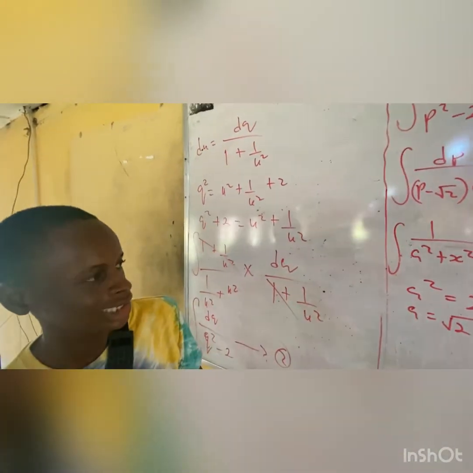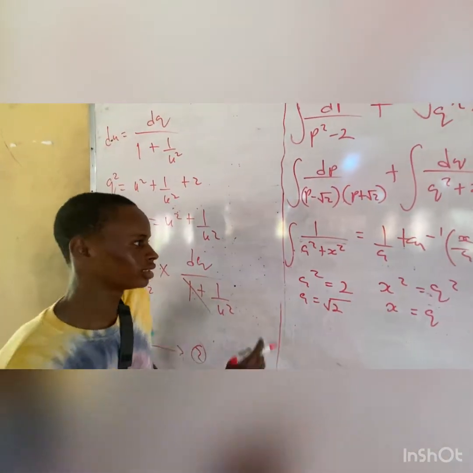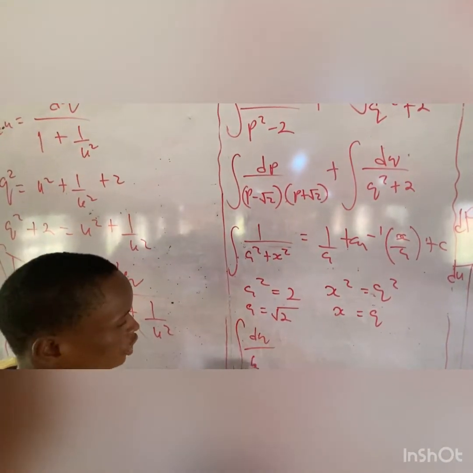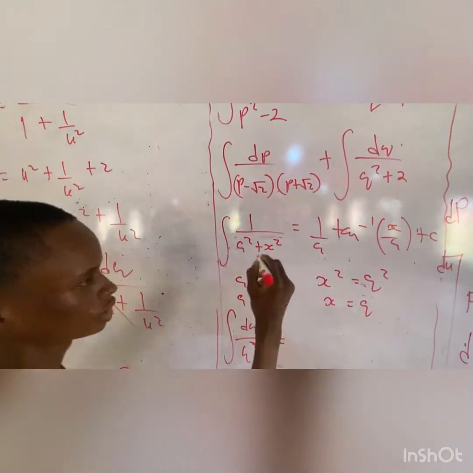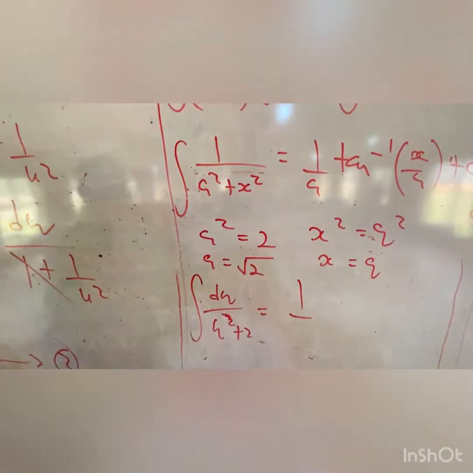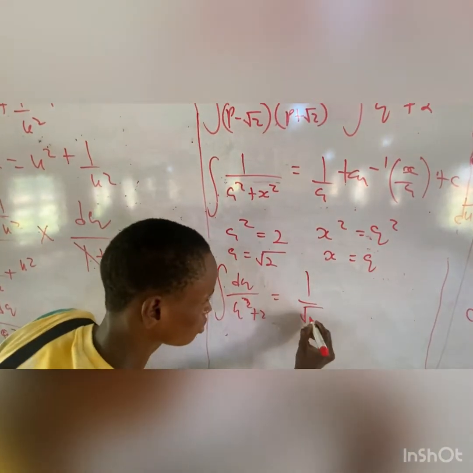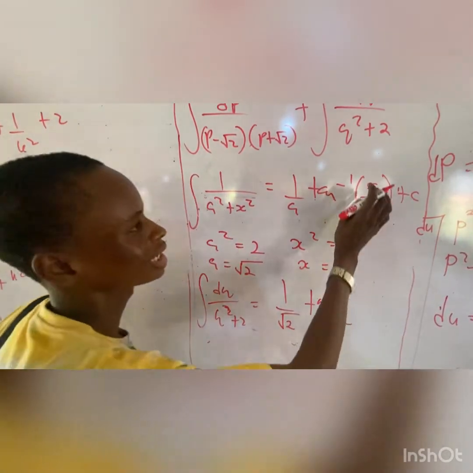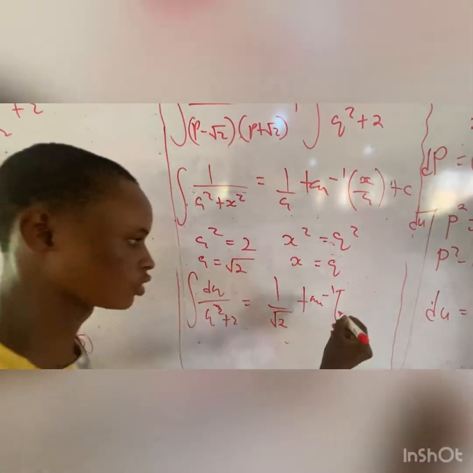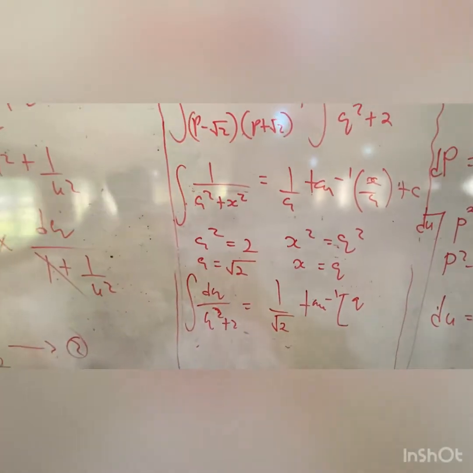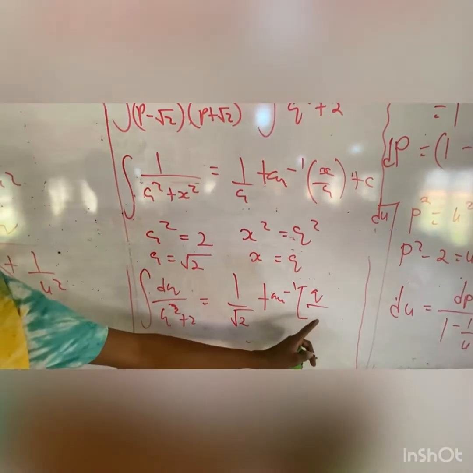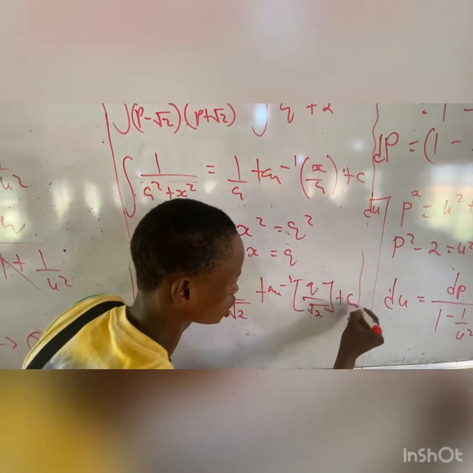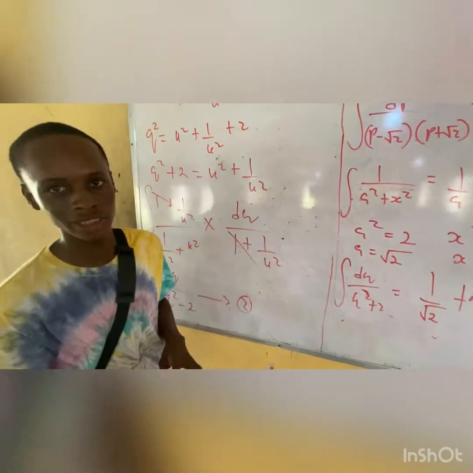So the final answer for the second integral is the integral of this. Integral of dq over q squared plus 2 is equal to 1 over a, the inverse tan of x over a. What is x over a? X over a is q over a. What is our a? A still remains root 2, plus c. So that is for the first integral.